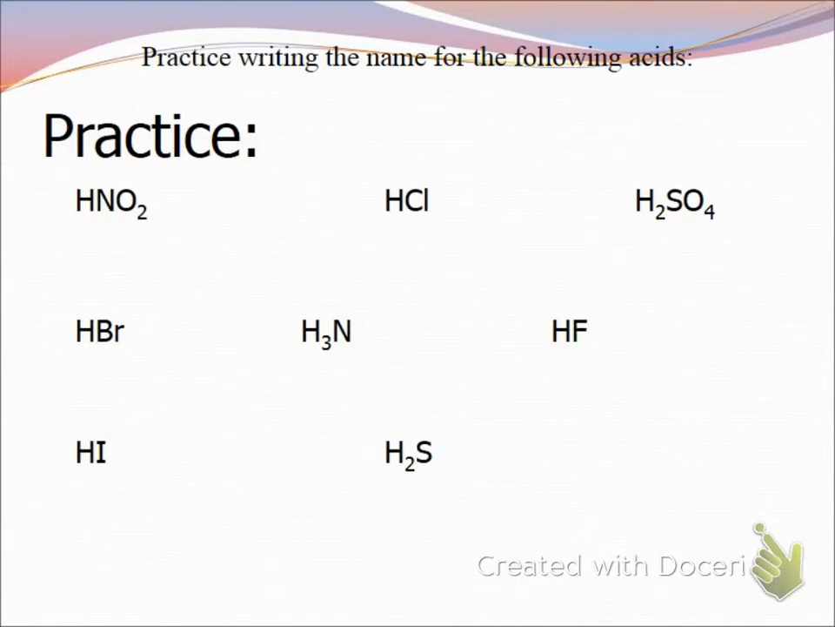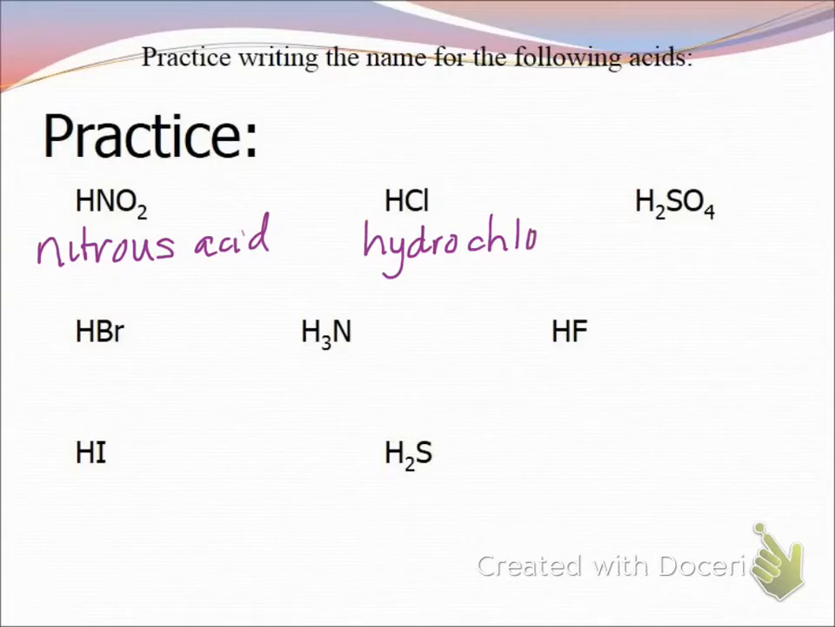All right, HNO2. What is NO2? Nitrite. So ite goes to ous. There's oxygen present, so we do not use hydro. So this would be nitrous acid. We already did HCl. There's not any oxygen present, so we have to use hydro. Hydrochloric acid. And yes, before someone asks, you have to write the word acid on the end.